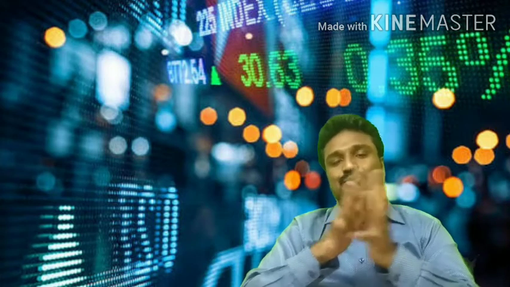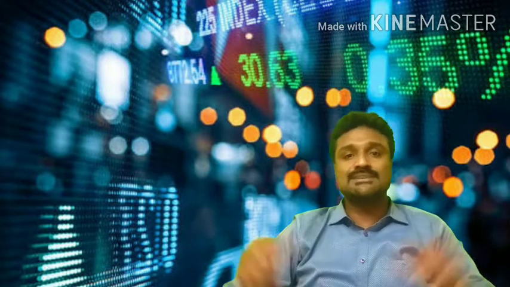So in this class, we've seen the meaning and definition of economics, the subject matter of microeconomics and macroeconomics. What is microeconomics? What are the importance and the limitations of microeconomics? And then we've seen the meaning, importance and limitations of macroeconomics, and the differences and similarities between micro and macroeconomics.